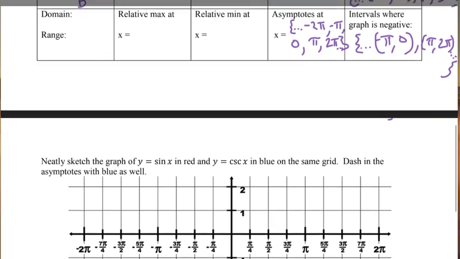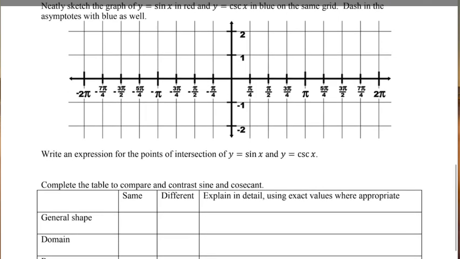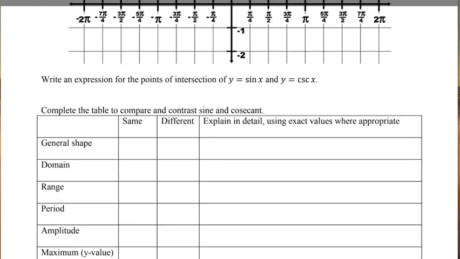On the next page, on the back of this sheet, I want you to do the same as you've done with the others. I want you to sketch both sine and cosecant on the same grid. Dash in the asymptotes with blue for the cosecant graph, and then follow the same pattern as before. Check if the general shape is the same. In this case, it is not, so it's different, and then explain how it's different. The domain and range are different. The period is the same.